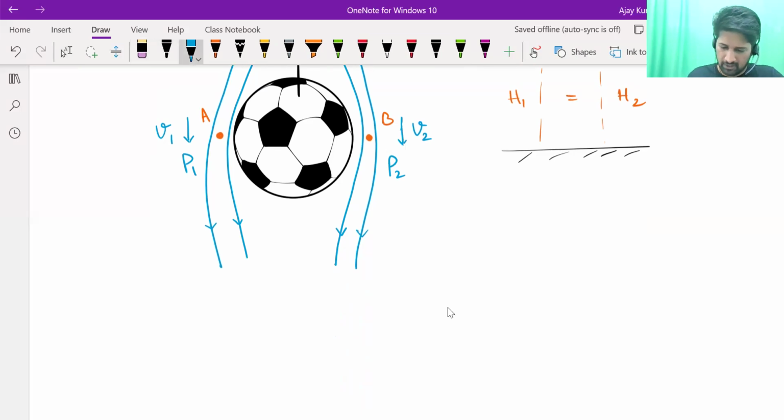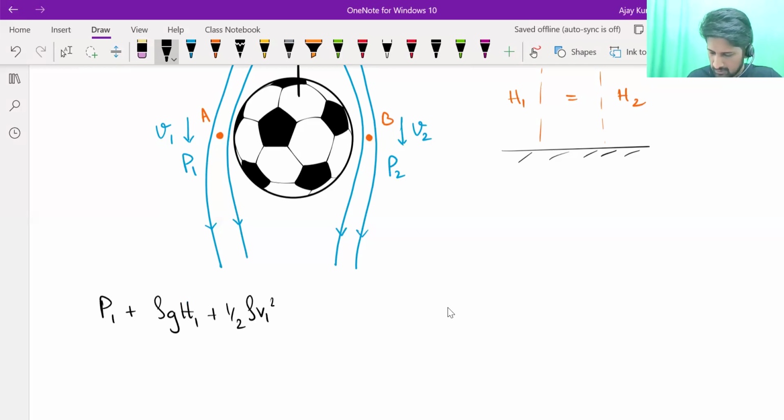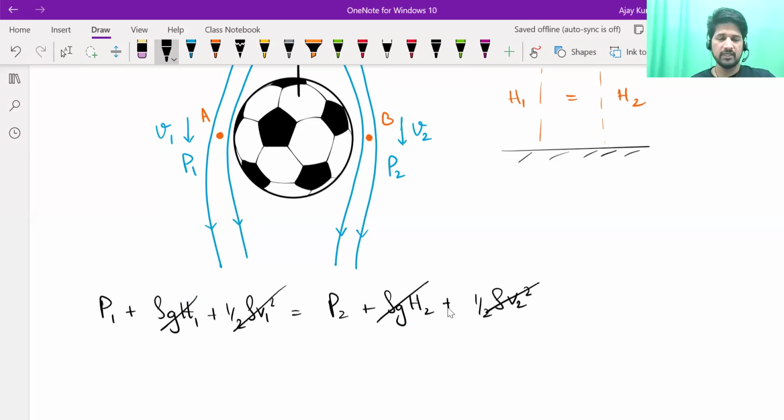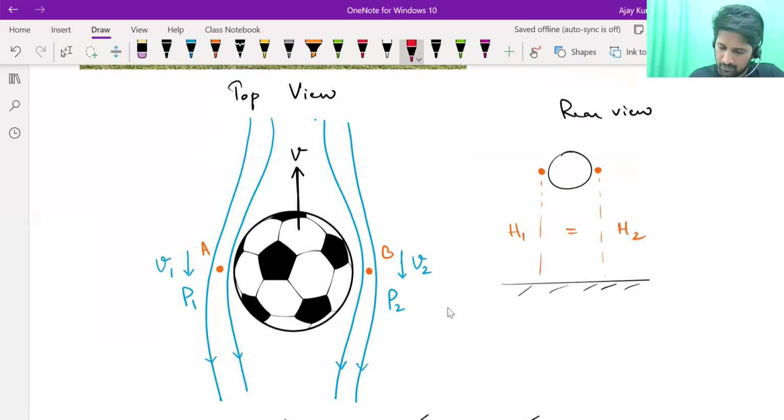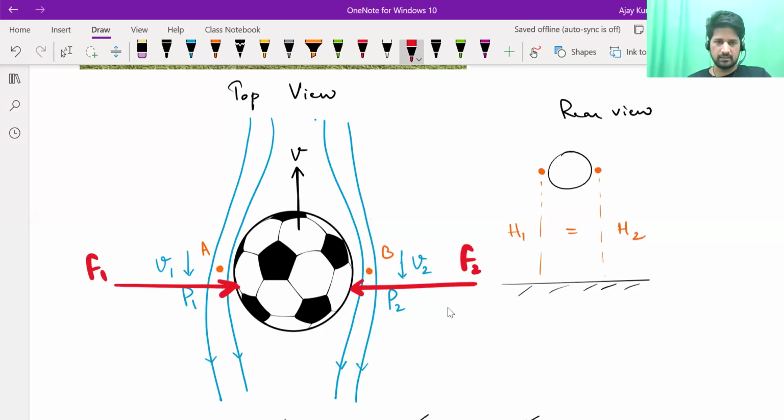Now, if V1 and V2 are equal, then write Bernoulli's equation: P1 plus rho g H1 plus half rho V1 square is equal to P2 plus rho g H2 plus half rho V2 square. Heights are equal anyway. If speeds are also equal, then the pressures will be equal. If pressures are equal, what happens? The force experienced by the ball from this side due to the surrounding air will be equal to the force experienced by it from the other side, and it will go straight. The forces F1, F2 will be balanced and it will go straight.